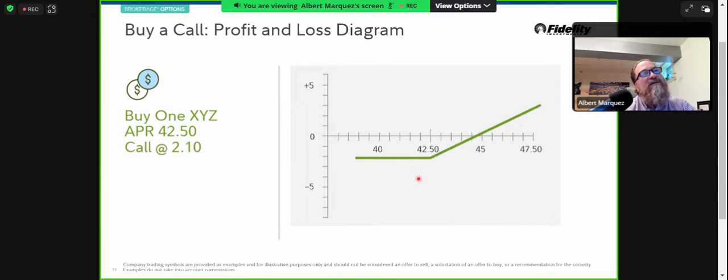Again, the idea here is, well, a couple of things. We get to limit our risk, or at least quantify our risk up front. We know that we could lose up to $210 on this particular trade. And we also know that we need to get above 44.60 for us to actually start making money. But then from there, we'll make money one for one as the stock continues to move.